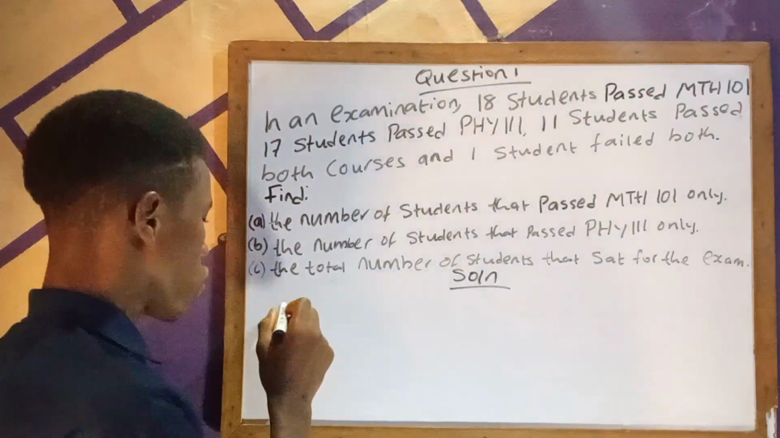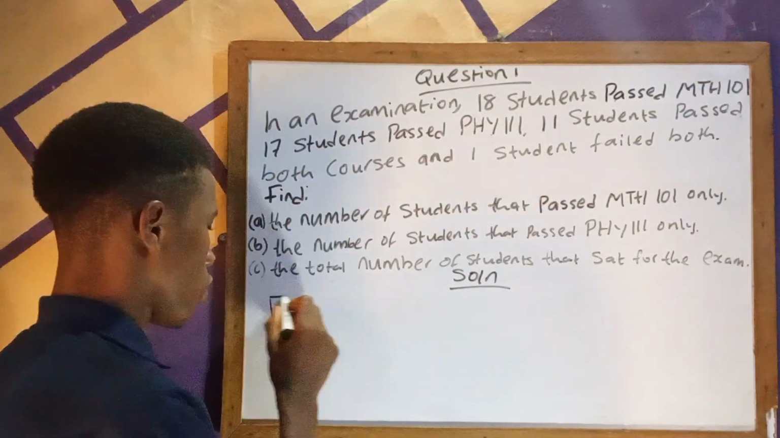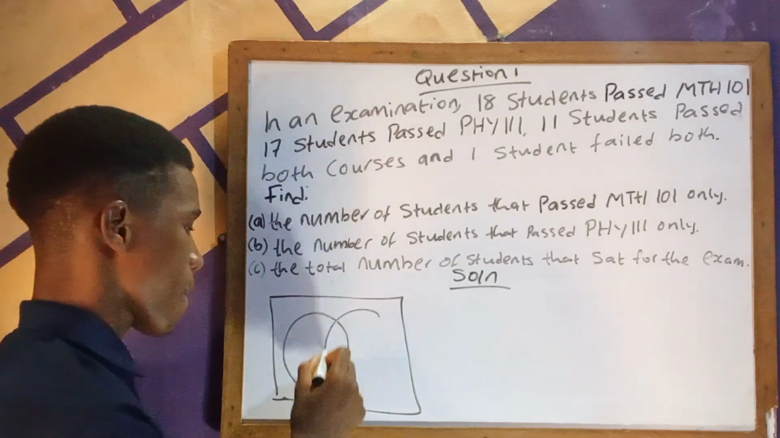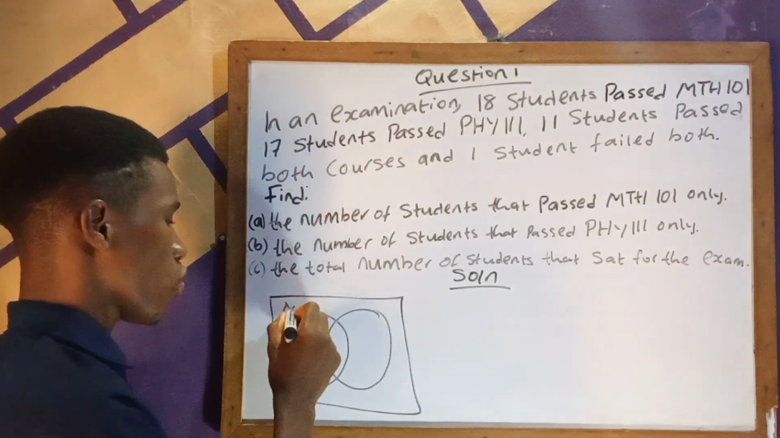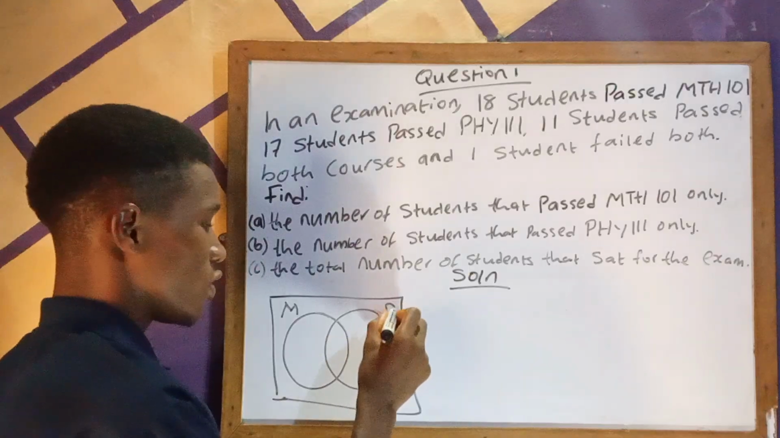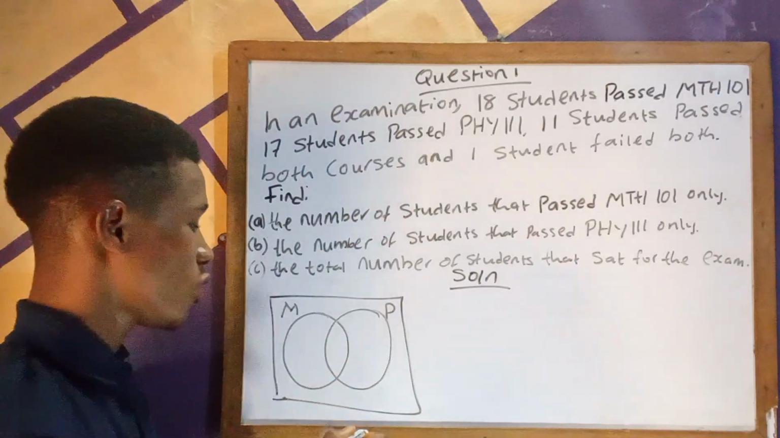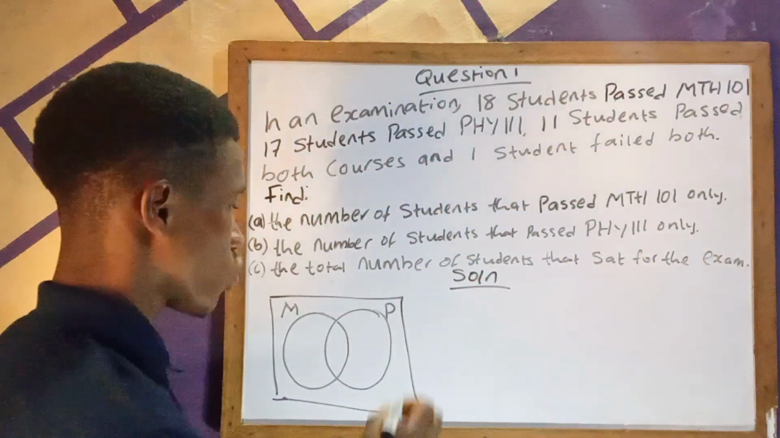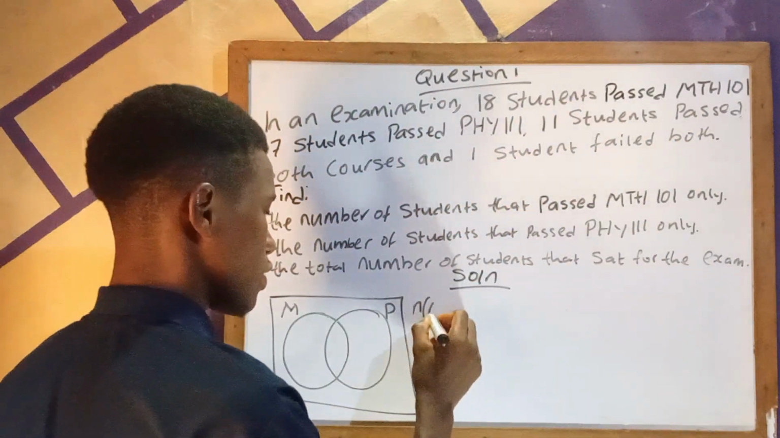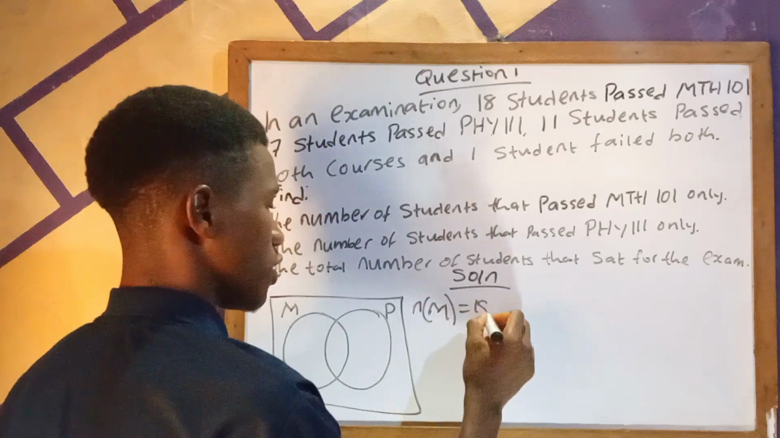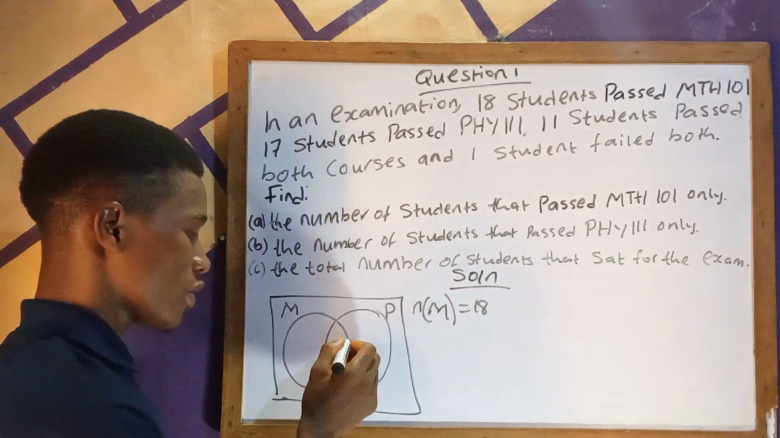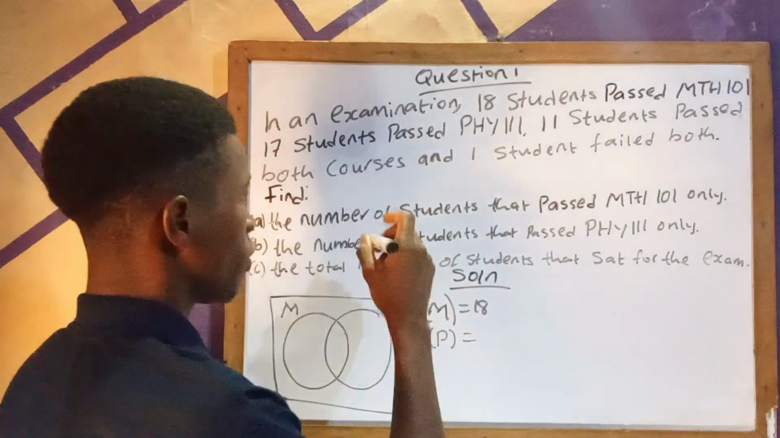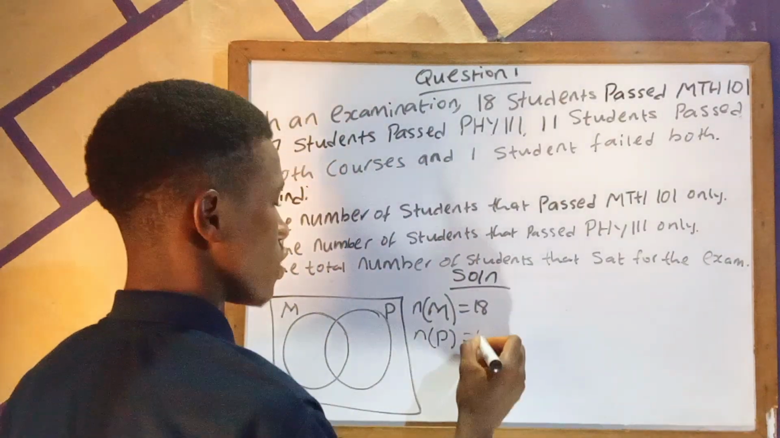So we'll start by saying solution. So we represent our Venn diagram since we are talking of two sets. We call this Math 101, which is M, and call this Physics 111, which is P. Now we saw that 18 students passed Math 101. So we say that the cardinality of M is 18. That is the total number of people that wrote Math. Now we say the cardinality of P, from the question, we see that is 17 students.